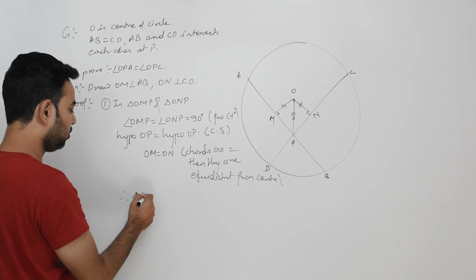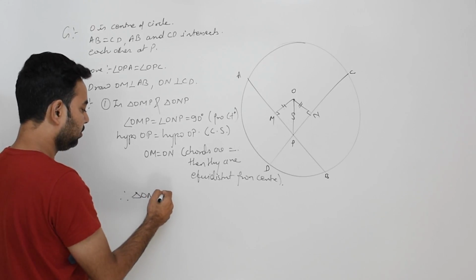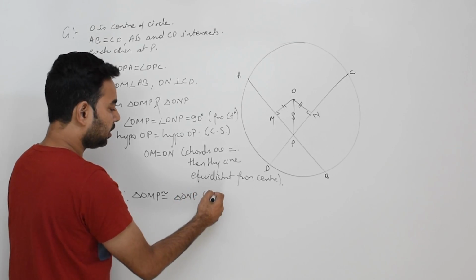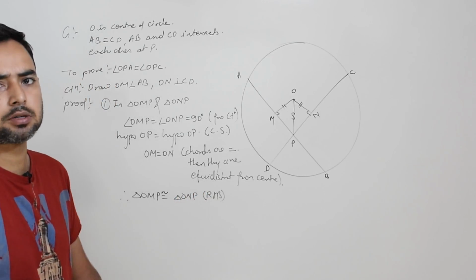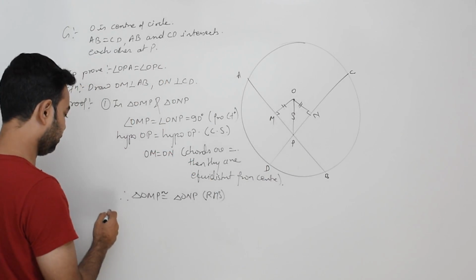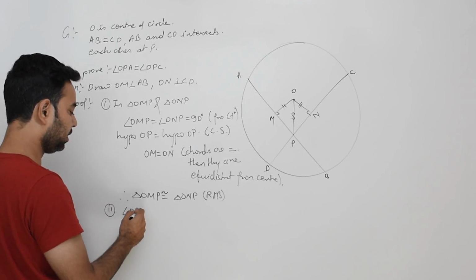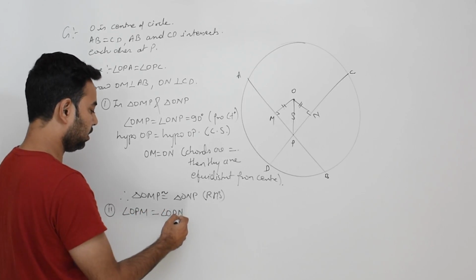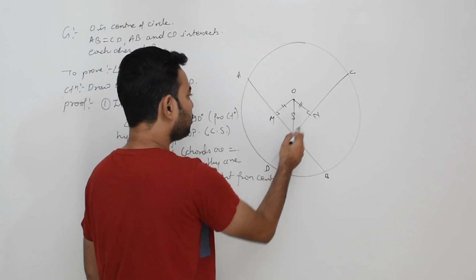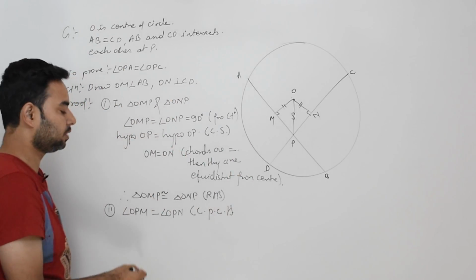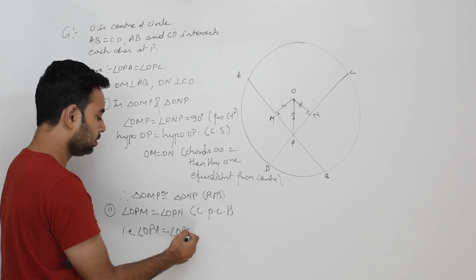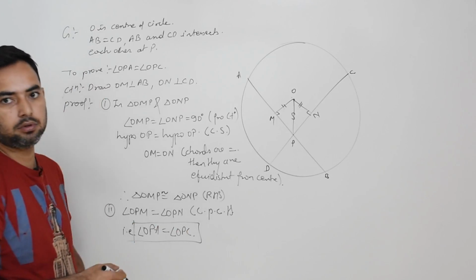Therefore, triangle OMP is congruent to triangle ONP by the RHS test. As the triangles are congruent, corresponding parts are equal. It means that angle OPM is equal to angle OPN, corresponding parts of congruent triangles. If OPM equals OPN, it means that angle OPA equals angle OPC. That's what we had to prove.